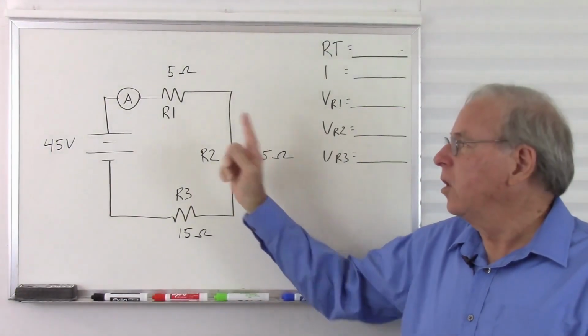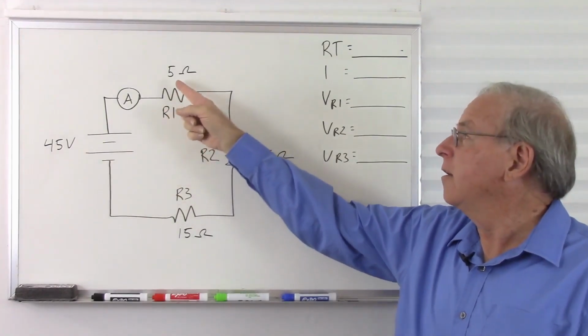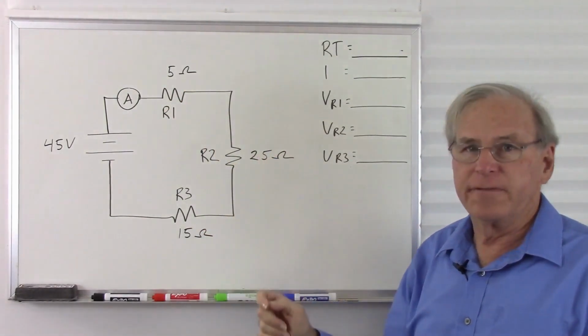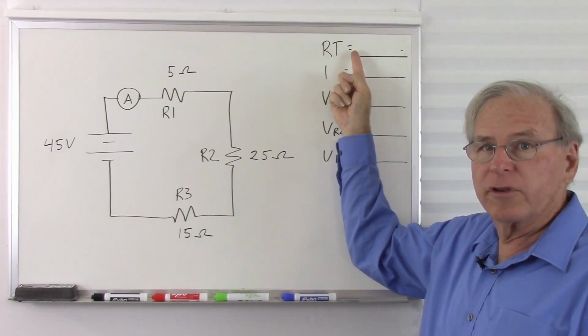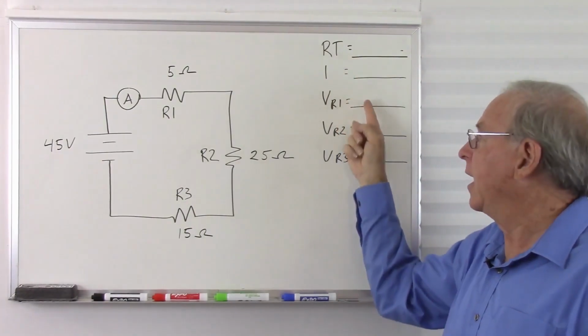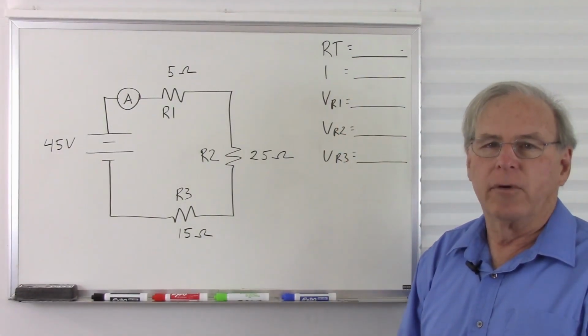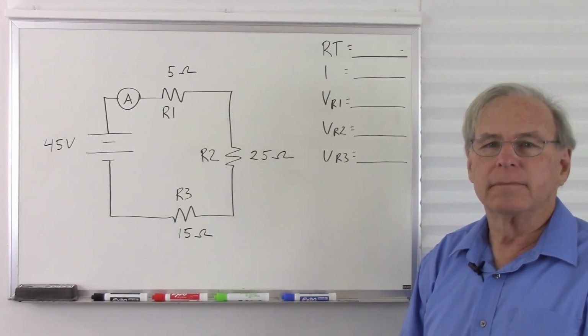Here's our second problem. We have a 45 volt battery, 5 ohms, 25 ohms, and 15 ohms. We want to solve for the total resistance, the total current, and the voltage across each resistor. Go ahead and pause the video and solve the problem.